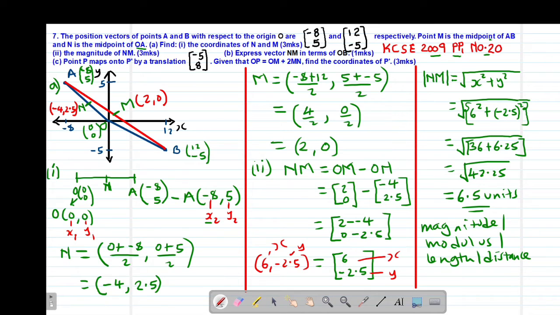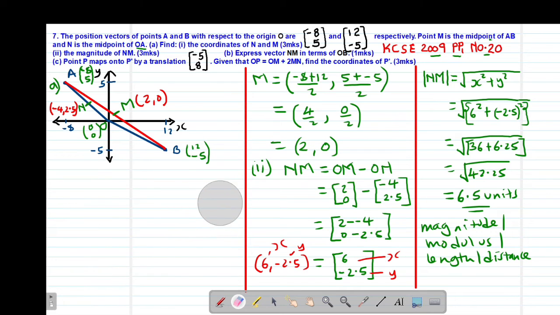Then in part B, we are now told to express the vector NM in terms of OB. So we need to compare those two. So this is part B of the question. We simply compare their magnitudes. Because we already have the magnitude of NM, I'll also find the magnitude of OB.